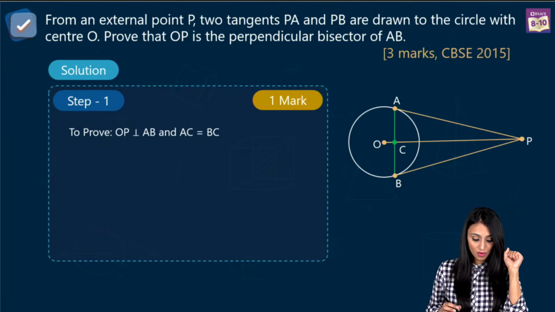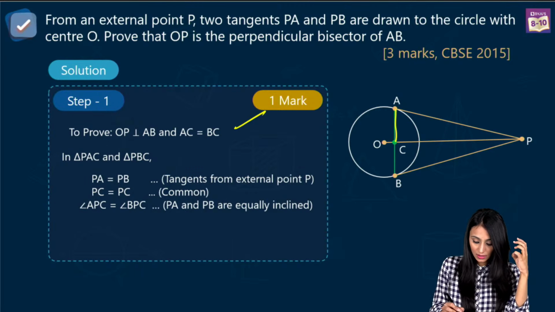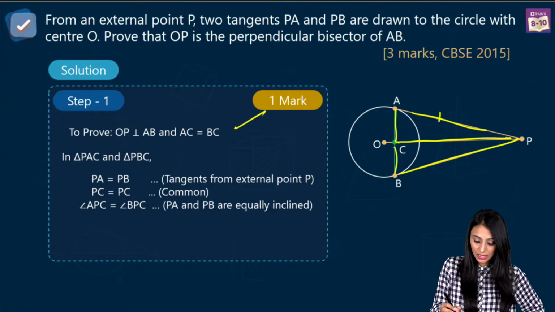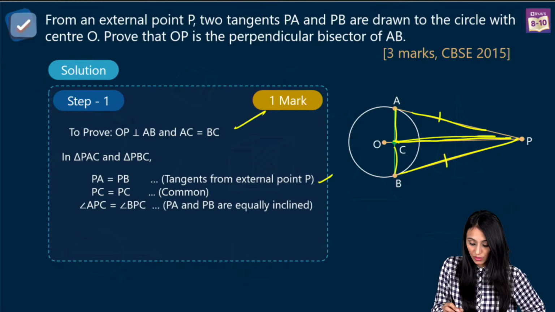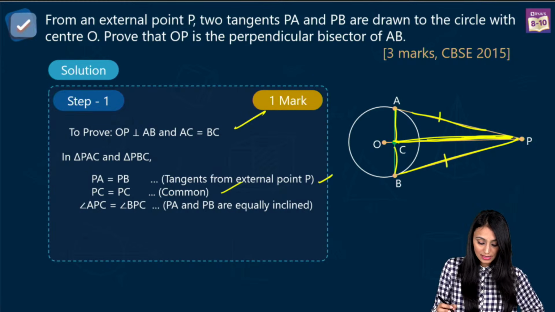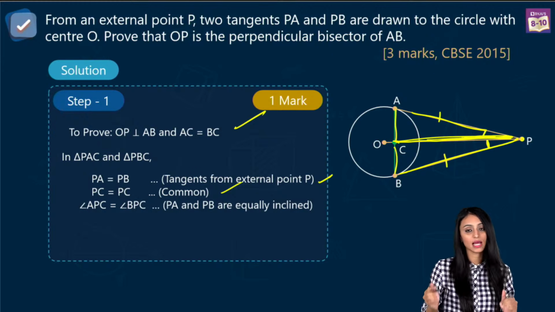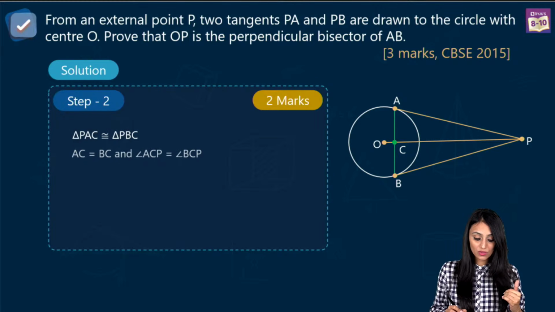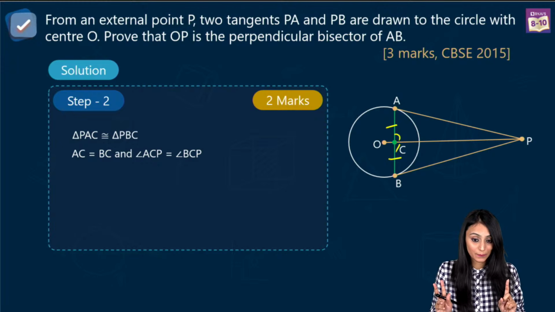Let's prove it. So first of all, this is what we need to prove here, right? You will write to prove, you will write given. Now in this triangle PAC and this other triangle PBC, what we have here is that PA and PB are equal because they are the tangents drawn from the external point P. And this PC over here is common, right? And this angle APC and this angle BPC will be equal, because PA and PB are equally inclined to this circle. Now when they are equal, I can say that triangles are congruent by SAS congruency rule. Now when triangles are congruent, you can say AC and BC are equal and these two angles are equal, not 90 degree, right?